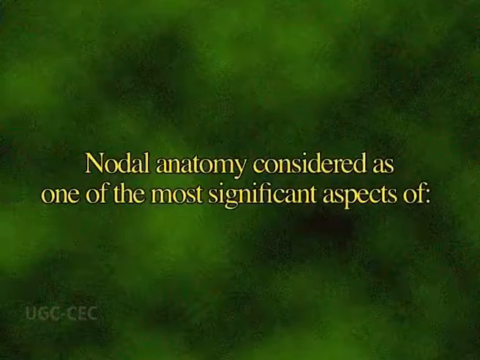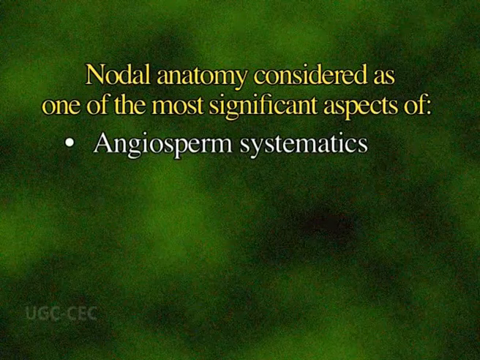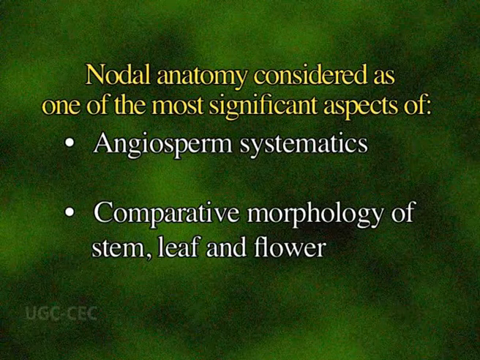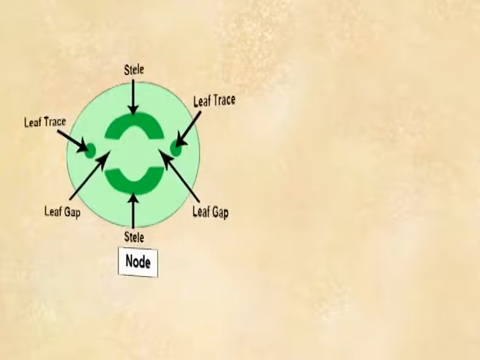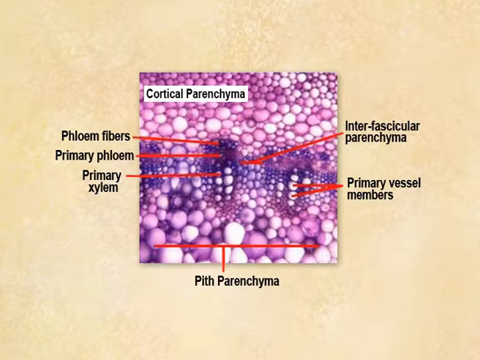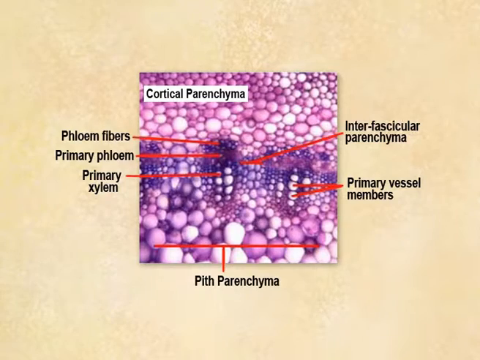Nodal anatomy is considered as one of the most significant aspects of angiosperm systematics and of the comparative morphology of stem, leaf and flower. The detailed histology of the vascular bundles may be different at a node, a feature particularly determined by the lack of elongation. The cortical and the pith cells may be shorter. There may be less sclerenchyma and more collenchyma than in the internodes.